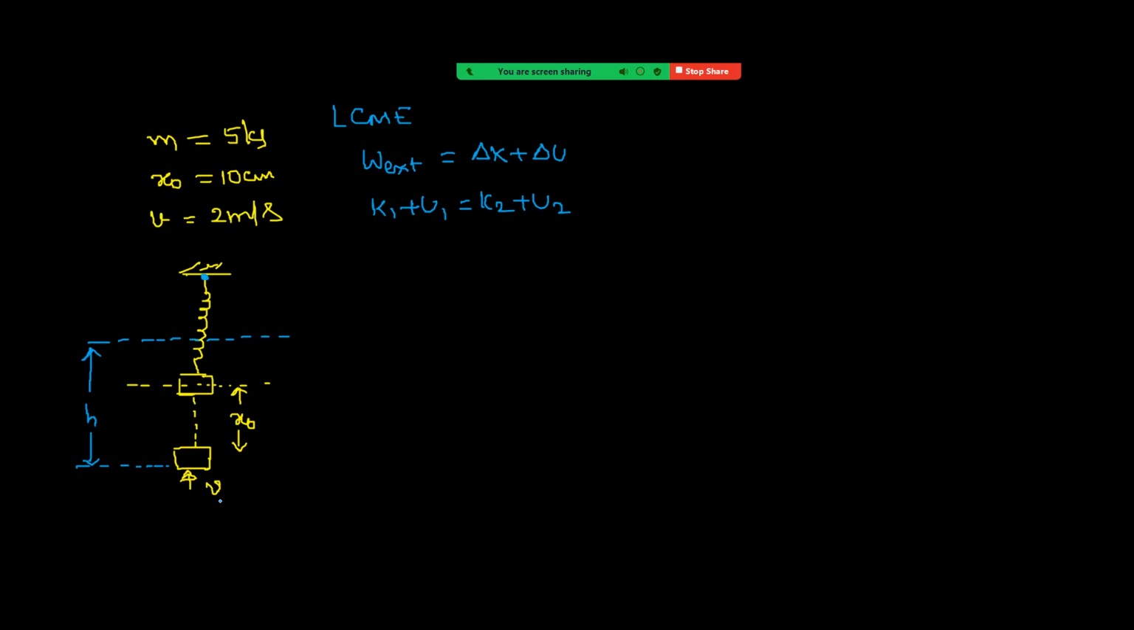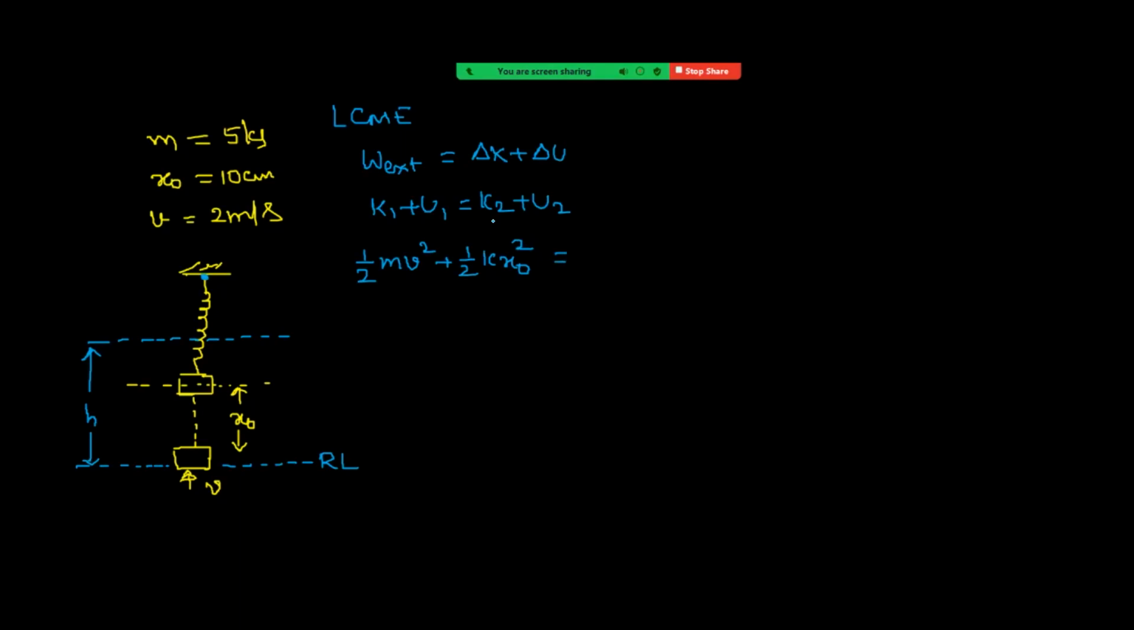Right, now see carefully. Whenever we want to take gravitational potential energy, first we have to consider a reference level, which is completely our choice. I'm taking this initial level as the reference level. According to this assumption, initially the block was having no gravitational potential energy, only kinetic energy and spring potential energy. So kinetic energy half m v square, spring potential energy half k x naught square.